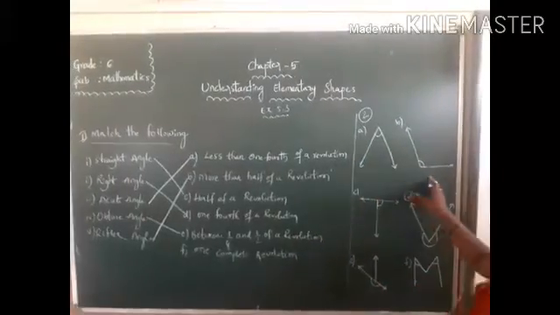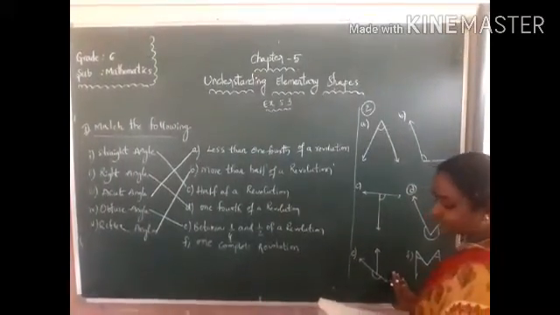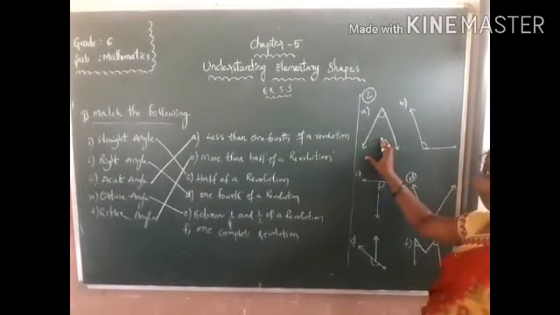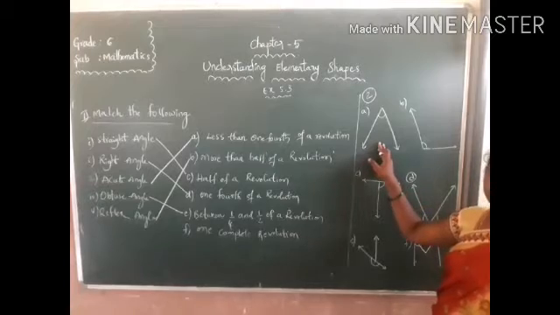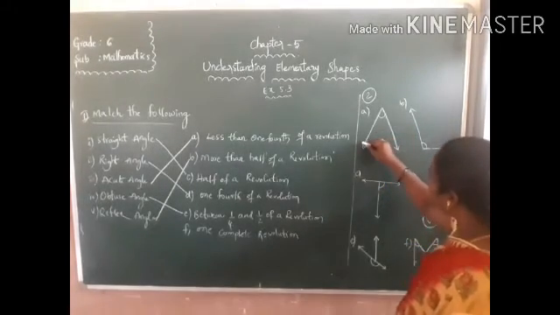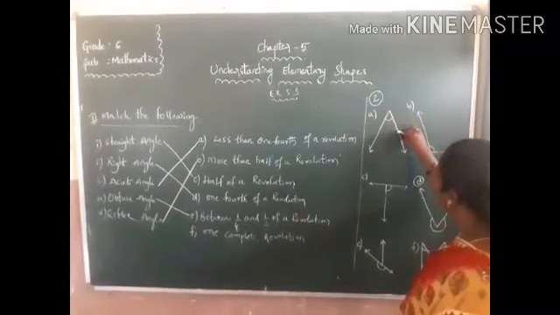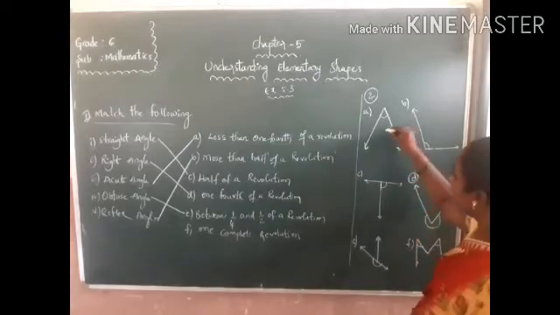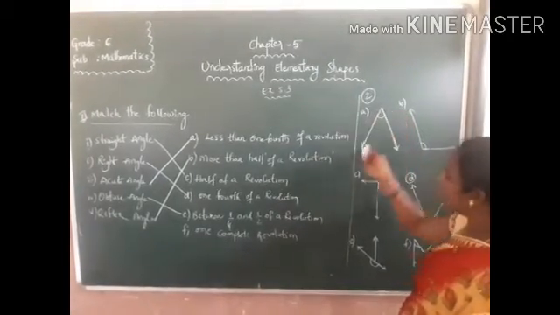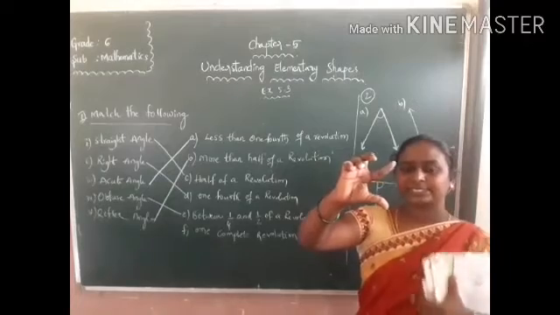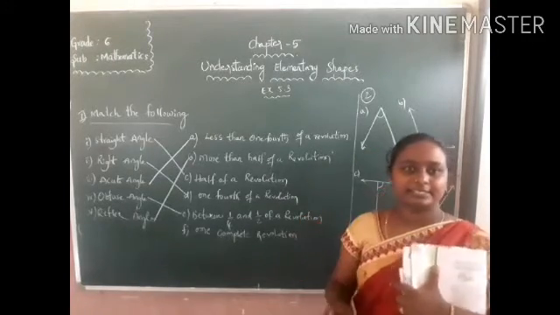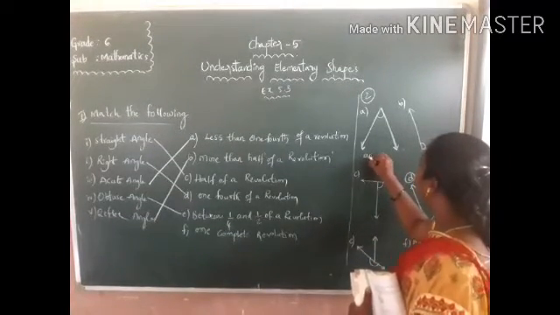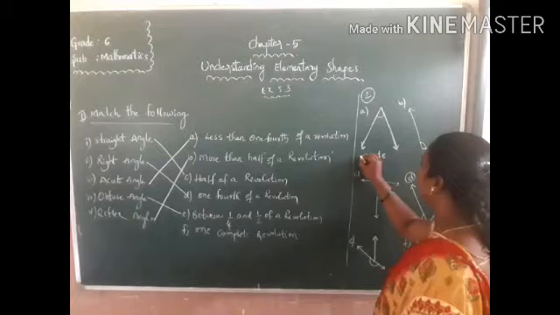So observe here. Some angles are here. We have to write: this angle belongs to which type? First, observe this angle carefully. Is it acute, right or obtuse? If you observe carefully, this angle is less than 90 degrees. So this angle belongs to acute. It is an acute angle.